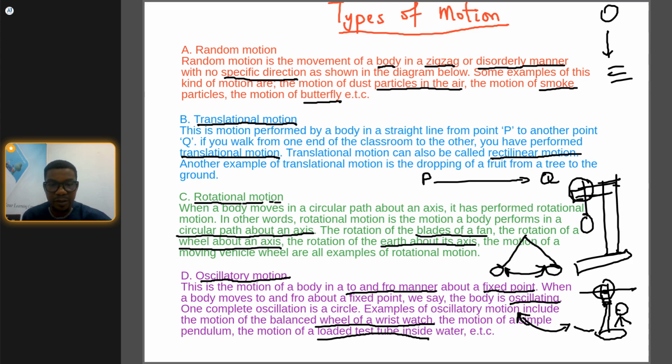If you understand the types of motion, I would like to have your reaction in the chat box. Give a thumbs up in the chat box so that we can proceed.